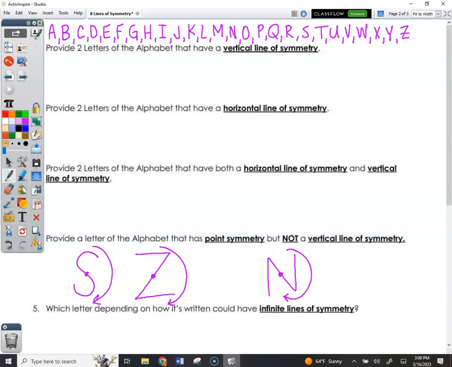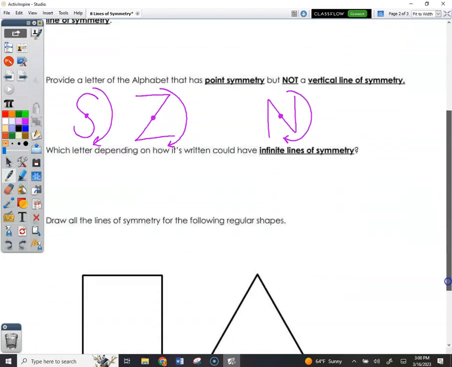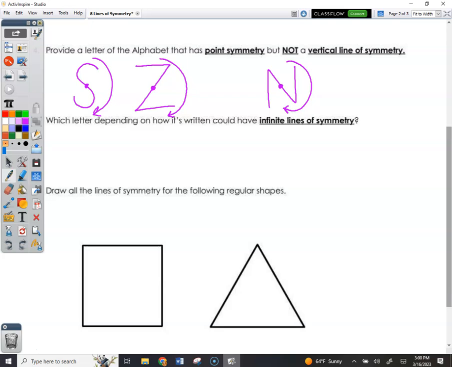Does S work? S works. All right, come right here. Literally. What letter has infinite lines of symmetry? Oh. The letter O. Okay, here's the new part.